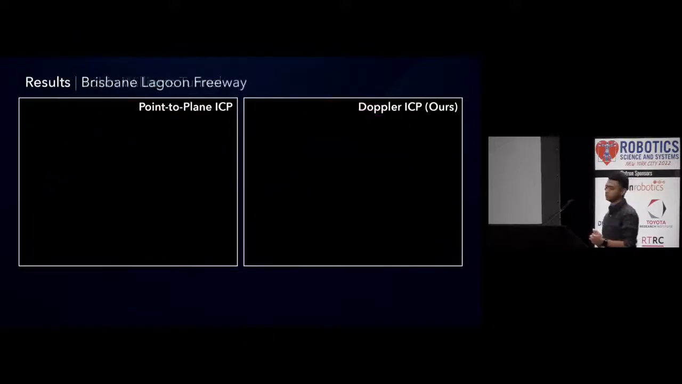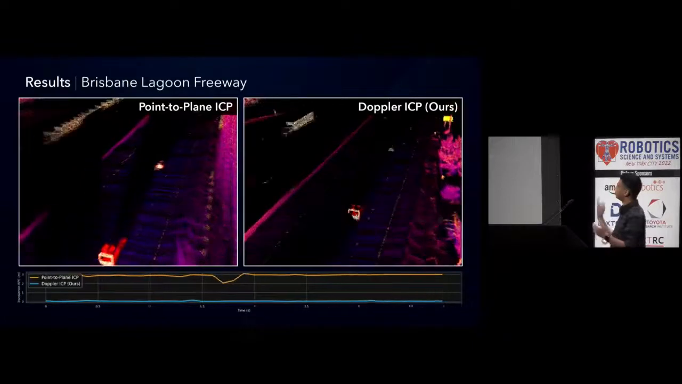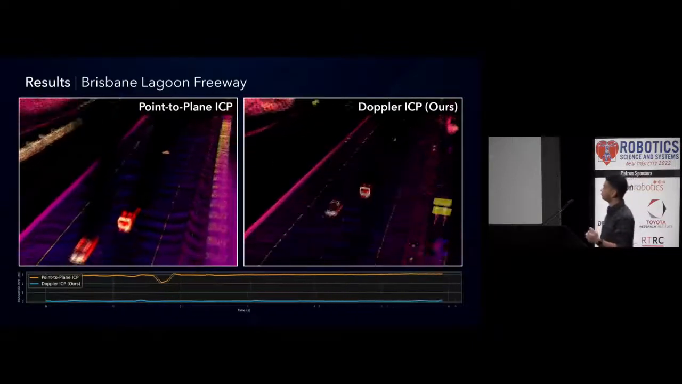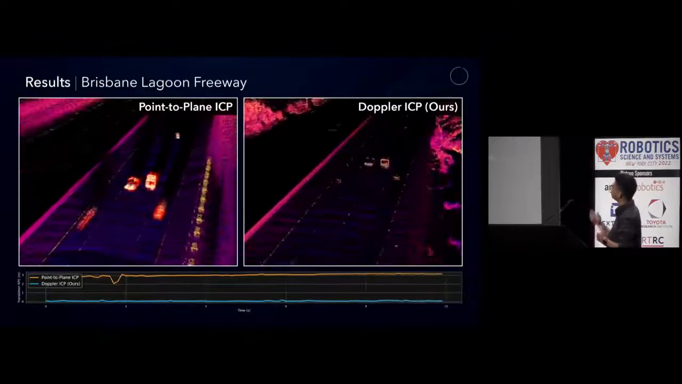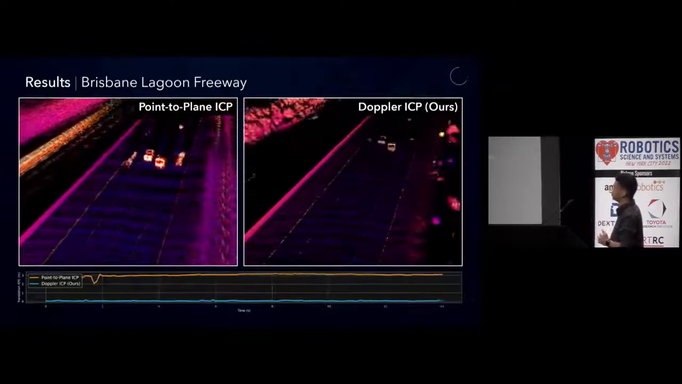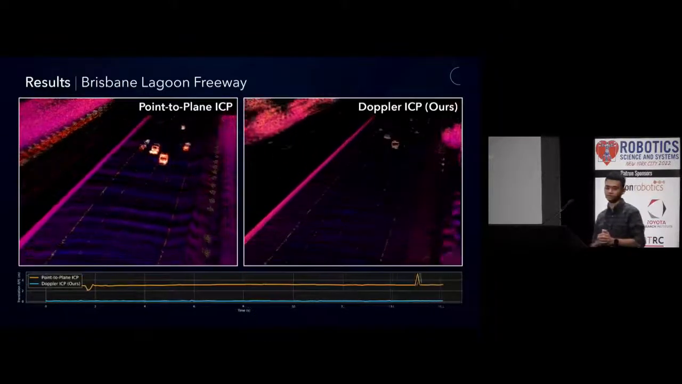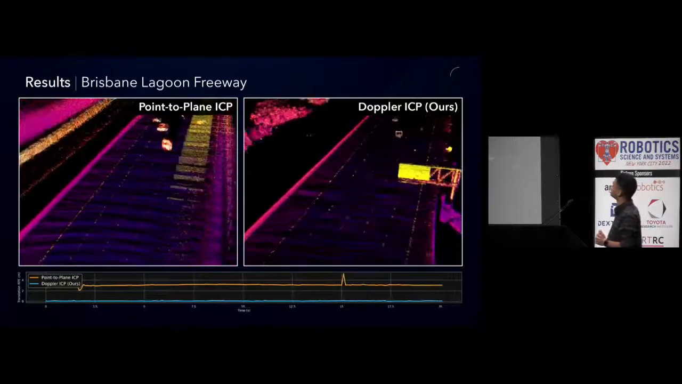We present another sequence with a couple of dynamic vehicles on a highway scene. Again, on the left, we see that the point-to-plane method aligns the point sets to the motion of the vehicles in front of us, whereas Doppler ICP registers the point set correctly to the static wall. The data for these sequences were collected using AWA's Ares-1 FMCW LiDAR.